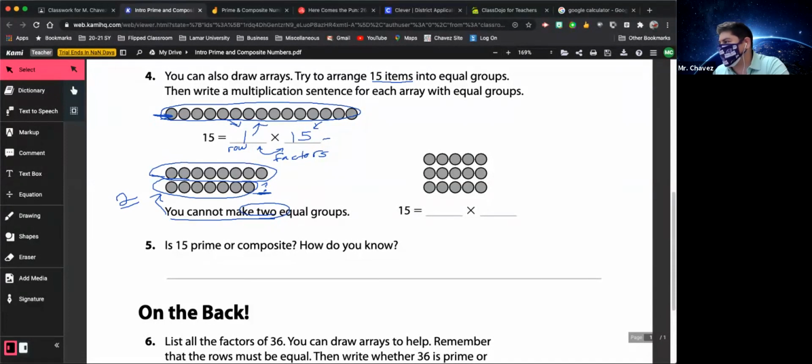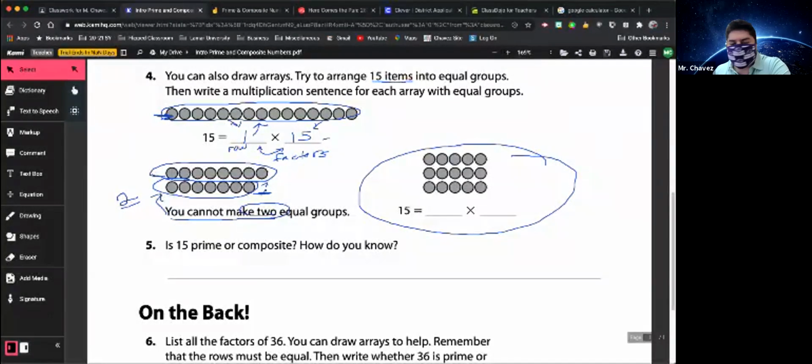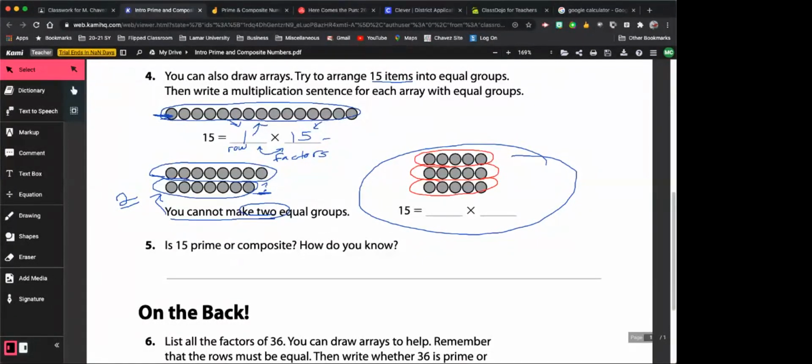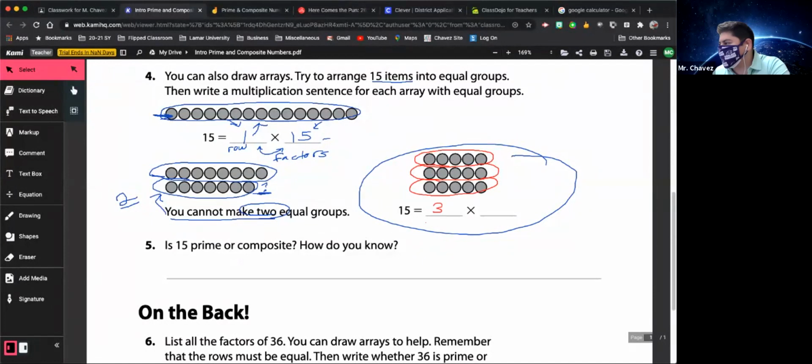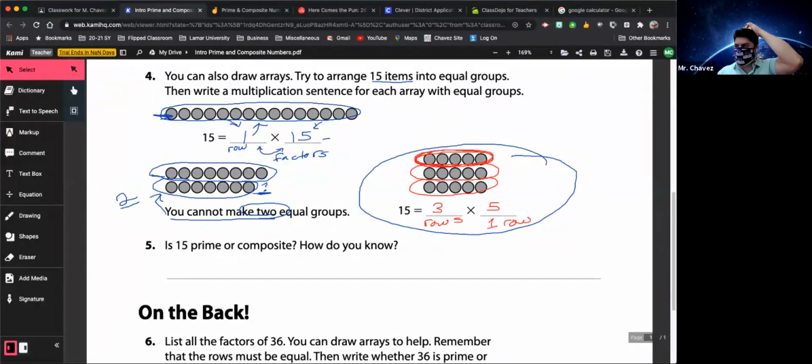If we look on this side though, that I circled in blue, watch. Can someone tell me how many rows do we have? How many groups do we have? We have 3. So we got 3 groups or 3 rows. And how many are in one row? 5. And that's in one row. So this picture is showing us 3 times 5.